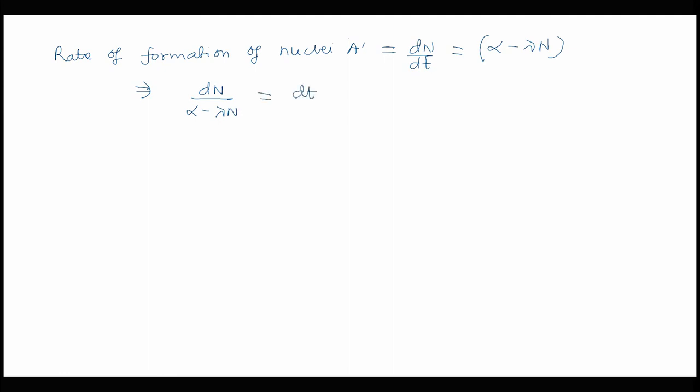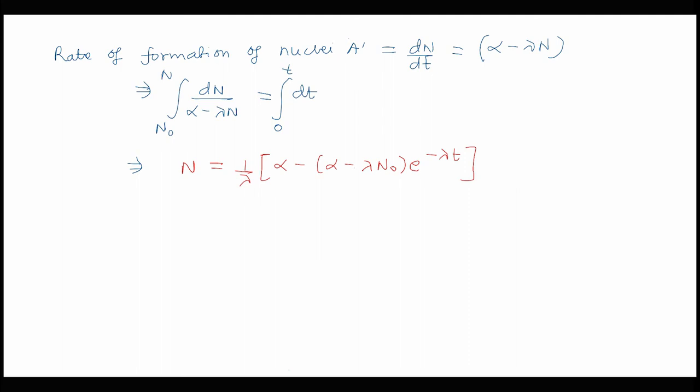So now we are integrating both sides. Suppose at t equal to 0, the number of n is n naught, and at a time t the value is n. So on solving we obtain the value of n as 1 by lambda times alpha minus lambda n naught e to the power minus lambda t. So this is the value of n that we obtain on solving this problem.